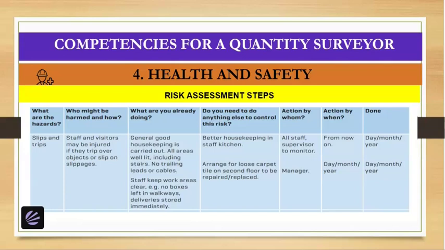And who should do it? Maybe the staff, supervisor or the manager. And it should be done when? Maybe from now on, write the date, month, year, and also monitor if it is done or not.